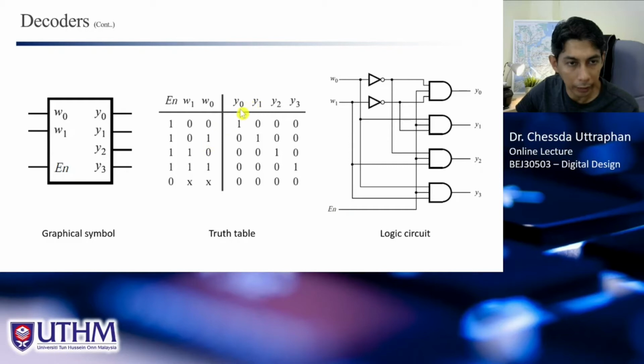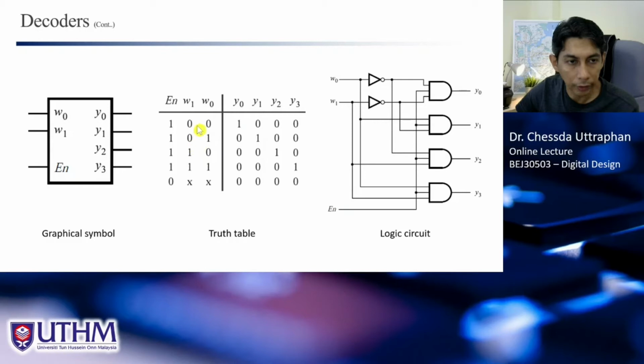output here will be activated based on this value, and this decoder also depends on one signal. We call it enable, EN here. If EN equals 0, the output will not depend on W1 and W0 anymore, which means this is don't care. The output here will always be 0 when enable equals 0. But when enable equals 1, the output here will depend on W1 and W0.